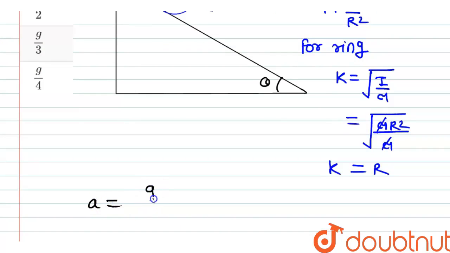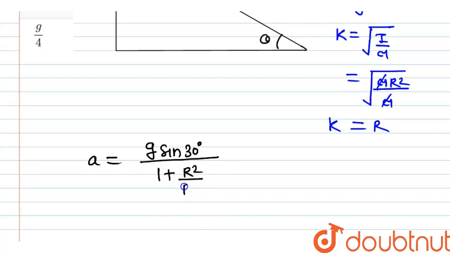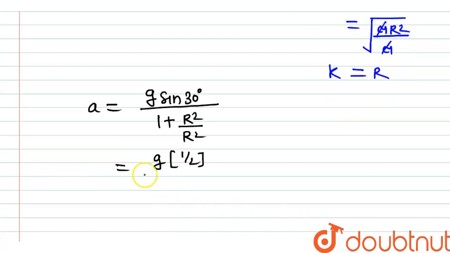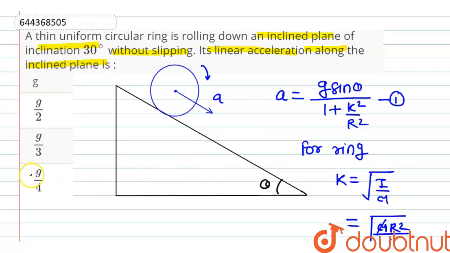a equals g sin theta, the value of theta is 30 degree, so sin 30 degree, divided by 1 plus k square upon r square. So it will be equal to g sin 30 degree, which is 1 by 2, g into 1 by 2 divided by, here r square will get cancelled, 1 plus 1 it will be 2. So acceleration will be equal to g divided by 2 into 2, that is g by 4. Therefore correct answer for our question is option D.